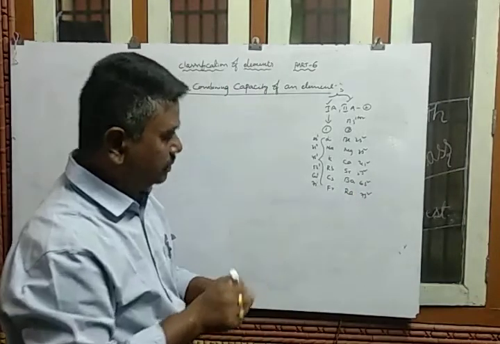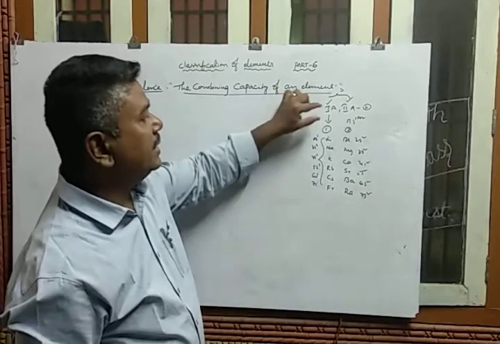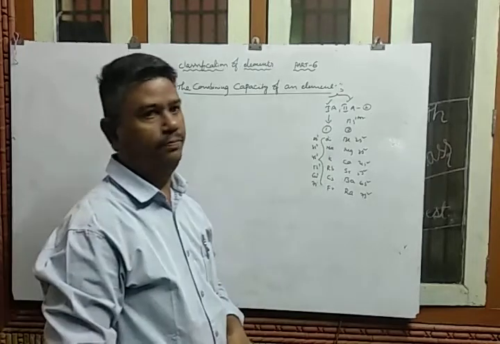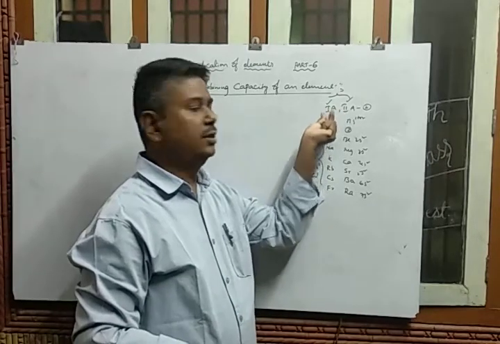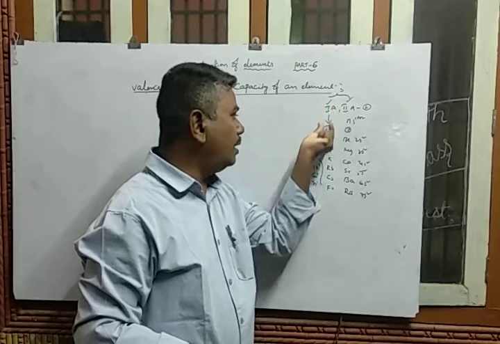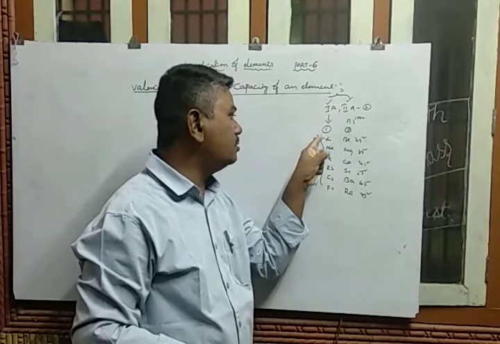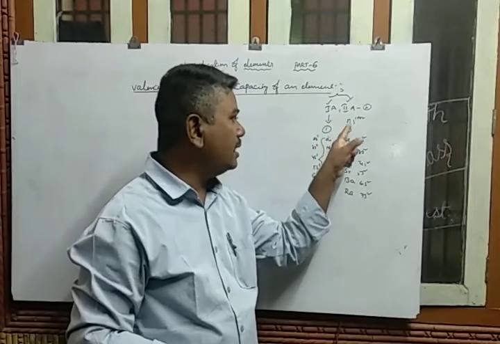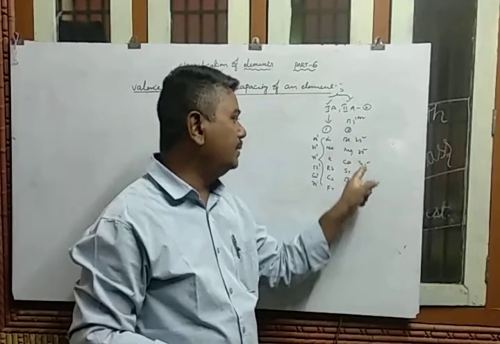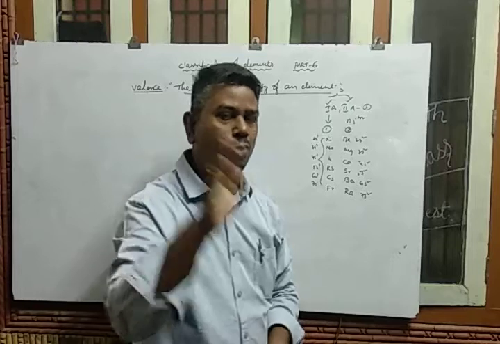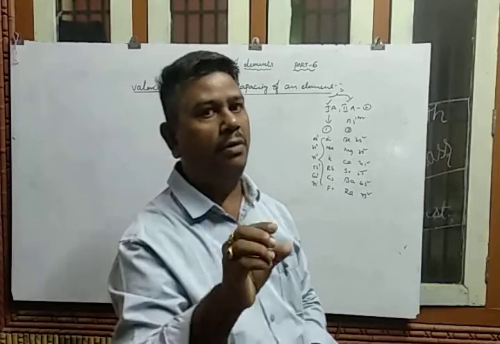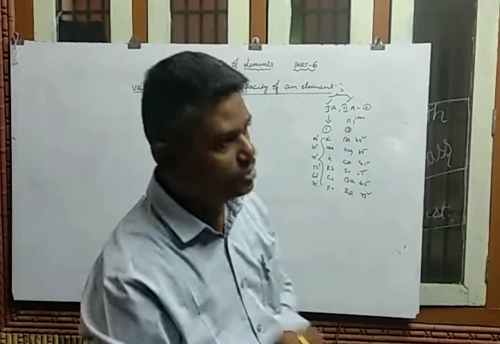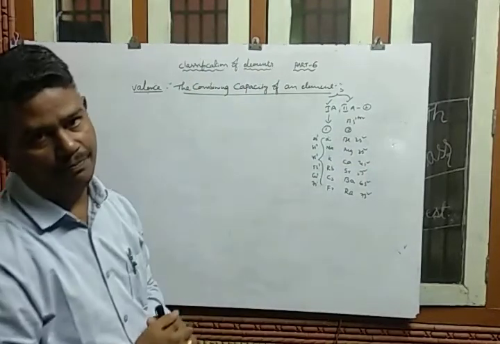So the group number indicates the number of valence electrons in the particular element. What is the group number here? First A. That's why in this group all the elements have 1 valence electron only. Whereas in the second A, all the elements have 2 valence electrons only. So every group number indicates the number of valence electrons present in the particular element. That is the valency.